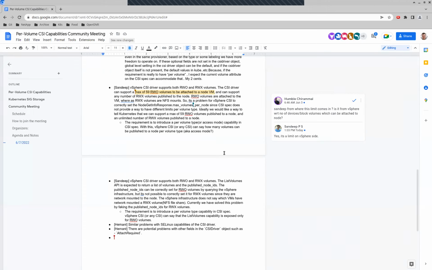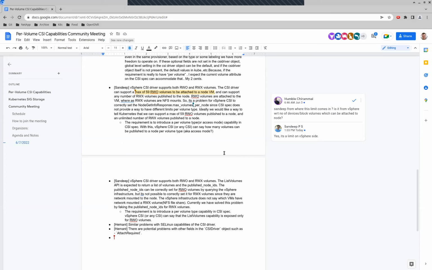Because we are implementing both read-write once and read-write many, it's a challenge for us because on our side the limit is you can attach a maximum of 59 block volumes, read-write once volumes, to a VM. Whereas for read-write many, these are NFS mounts.